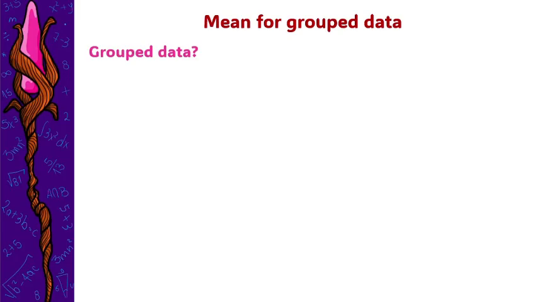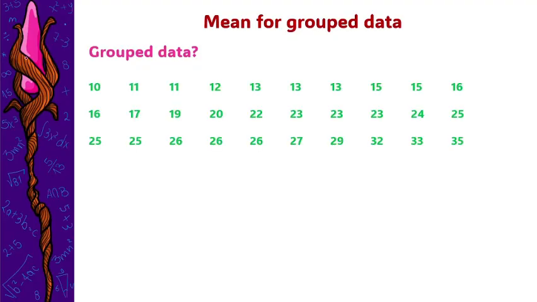Today we are going to see how to find the mean of grouped data. But what do we mean by grouped data? Imagine you have this data here. It's about the ages of a group of people, 30 people in total. You could find the mean by adding all of them and dividing by 30, right?